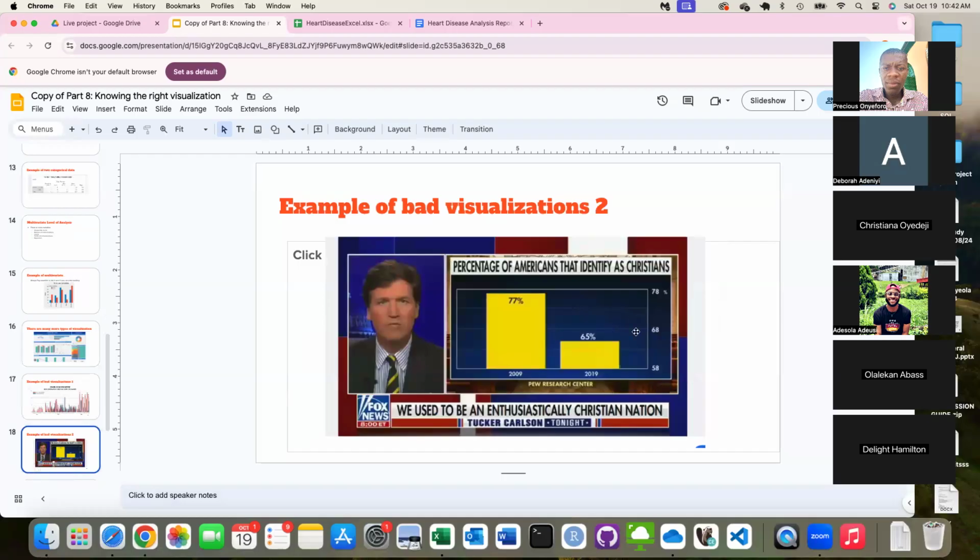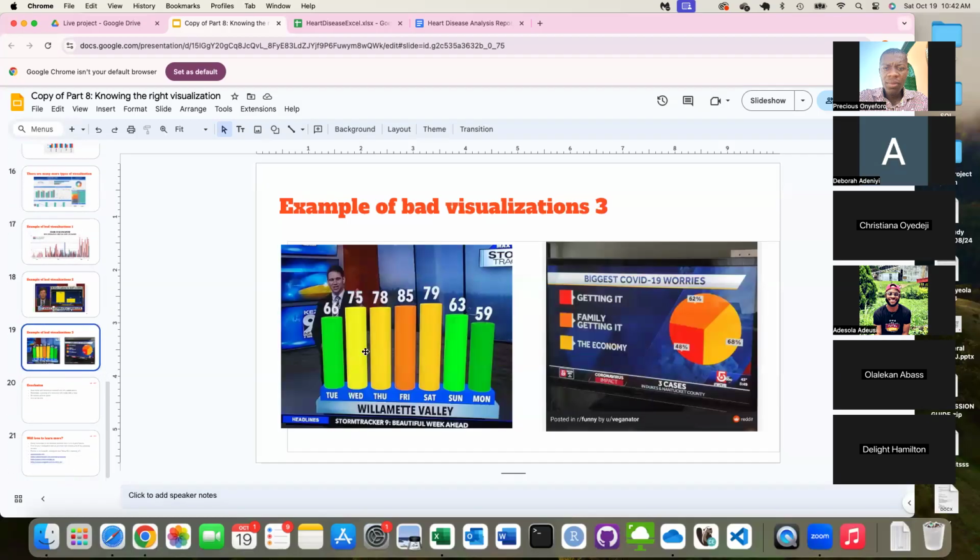Also, what is wrong with this? This is wrong scaling. Look at the way they did it. On their y-axis, they started at 58% and went to 78%. So they made it look like there's a wide range of difference between 77 and 65%. This is a type of bad visualization. This is also a bad one. Looking at the color, it's like 75, 78. What does that mean? Getting it right, family, getting it, the economy, even though it's just three groups, what does getting it mean? Whatever you put, it has to be quite descriptive. That's what we're trying to say: as data analysts, what we do is quite intuitive, rather than just jumping into data.